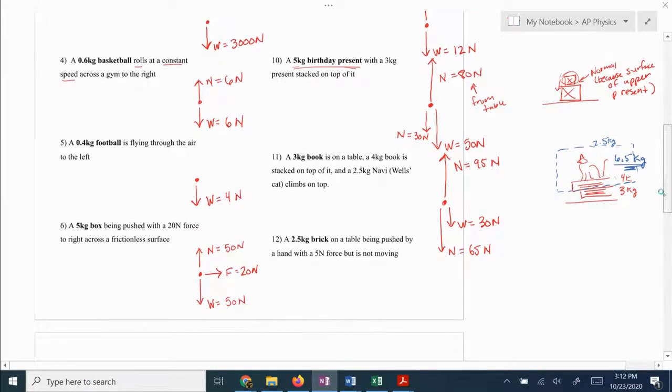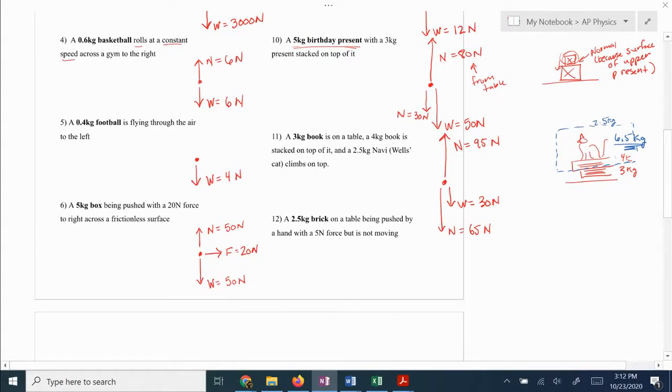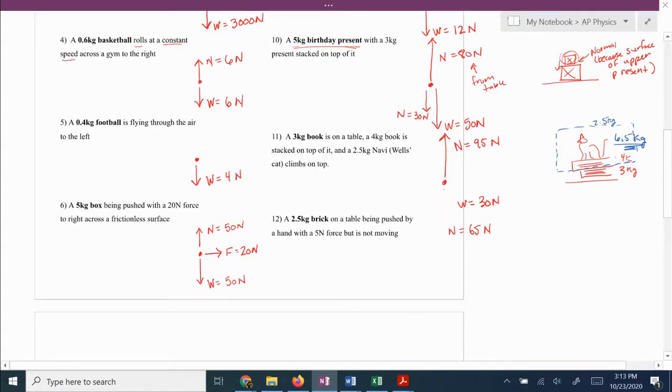Let's see here. I suppose I could do that, kind of, do this. That's a bit better, isn't it?